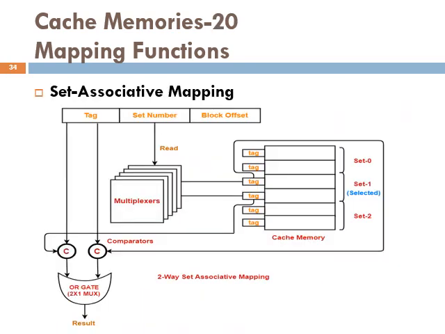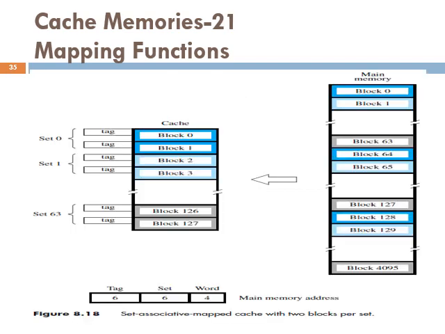Set associative mapping is another approach that uses a combination of the direct and associative mapping techniques. The blocks of the cache are grouped into sets, and the mapping allows a block of the main memory to reside in any block of the specific set. Hence, the contention problem of the direct method is eased by having a few choices for block placement. At the same time, the hardware cost is reduced by decreasing the size of the associative search.